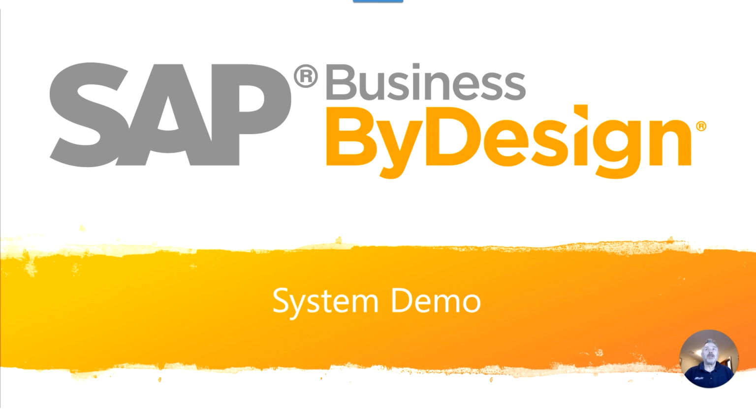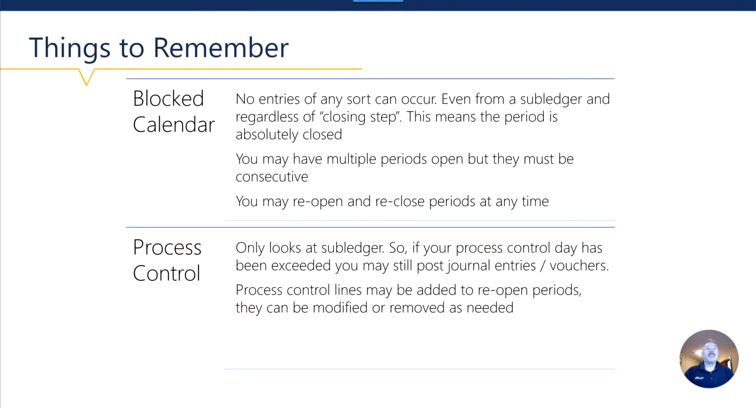So some things to remember. When it comes to blocking your calendar, that's no entries of any sort, even from subledgers. And regardless of the closing step, this means the period is absolutely closed. So when you say that item is blocked, it is blocked, nothing can be closed. I didn't really get into this. I'll show this in greater detail in the enhanced calendar video we do next.